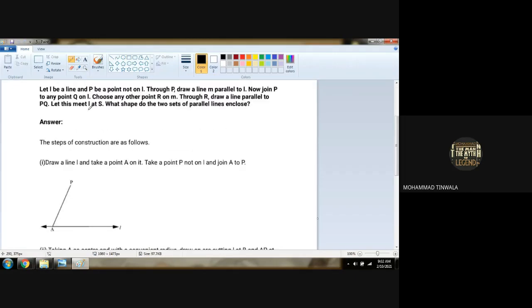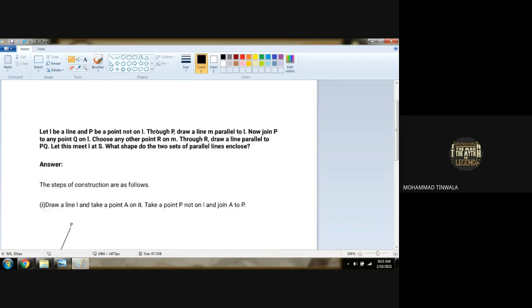Read it. Let L be a line and P be a point not on L. Wait, Sahil. So this is how it will be: this is line L, and P is not on line L. So P is outside line L. Read the second point. Through P, draw a line M parallel to L.